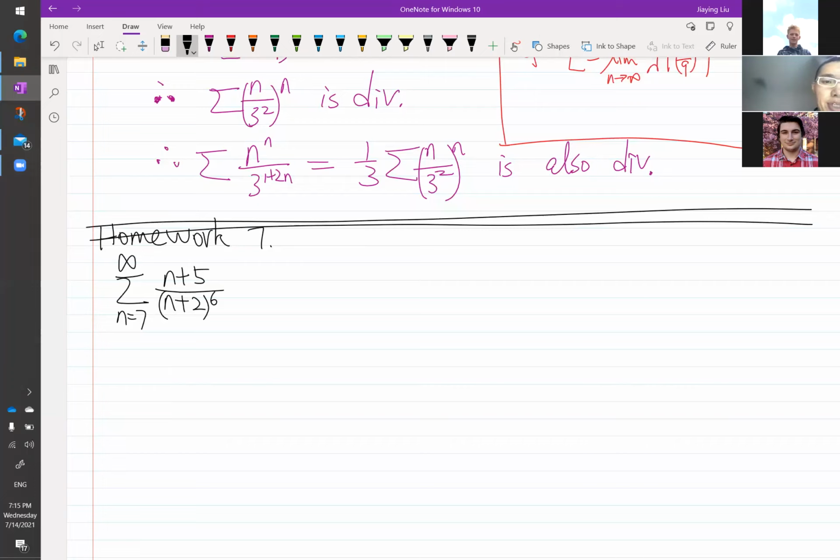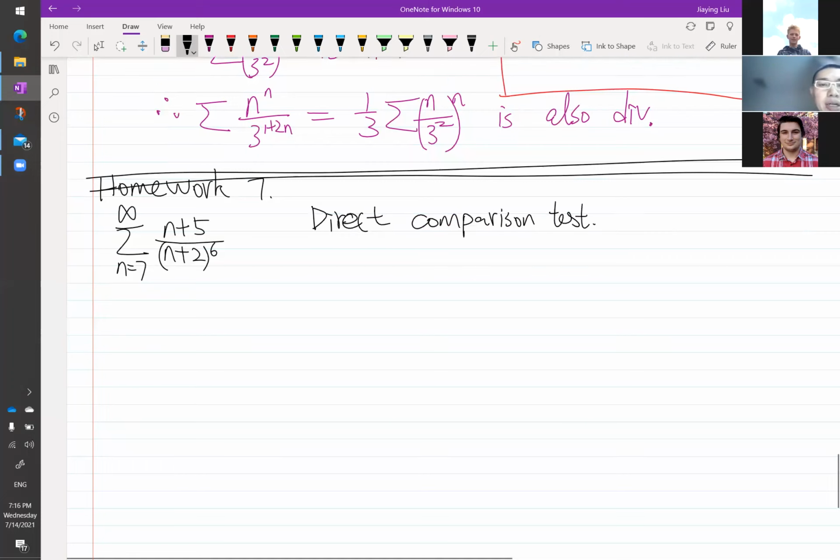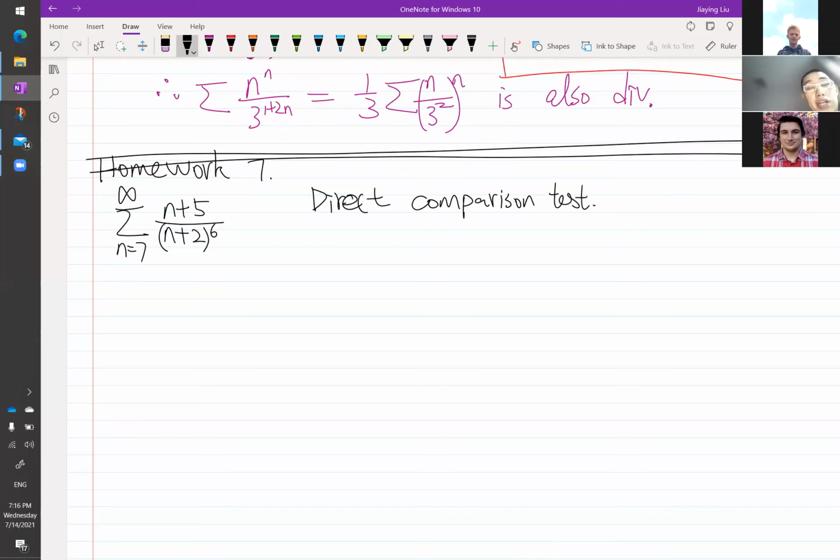Okay, so there's two ways. One is to try the limit comparison test. The other is the direct comparison test, so I'm going to try the direct comparison test. To do that, I'm just looking at the denominator.